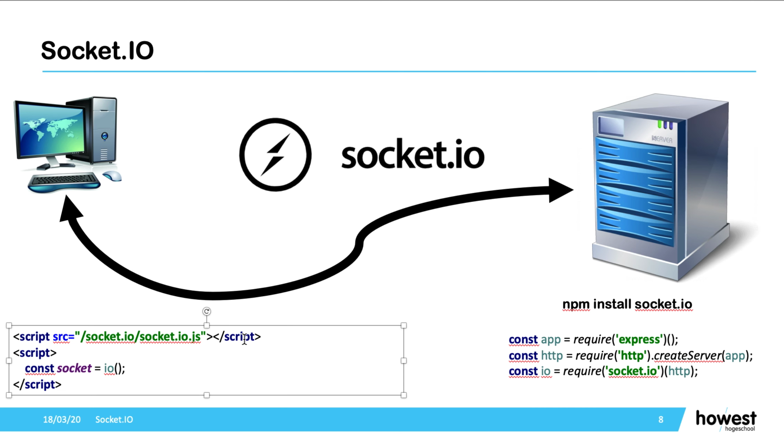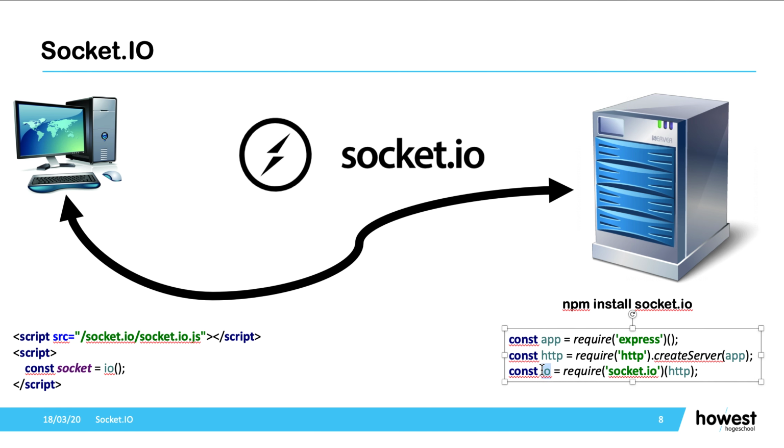If you include this script in your web application on the client side, then you can call this function io. And once you call it, you receive a socket. So to wrap up, install socket.io on your server, create an Express application, make sure that you have an HTTP server with the Express application as its handler, and from this server you can create an IO object.